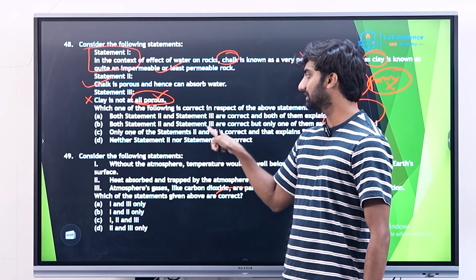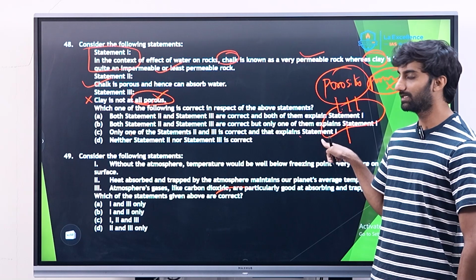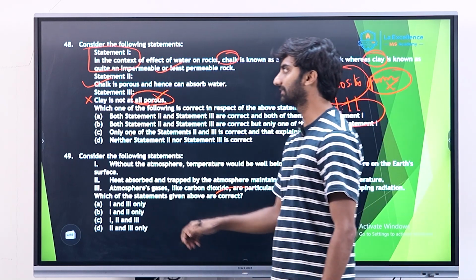So only one of the statements 2 and 3 is correct, and that explains statement 1. So answer will be C.